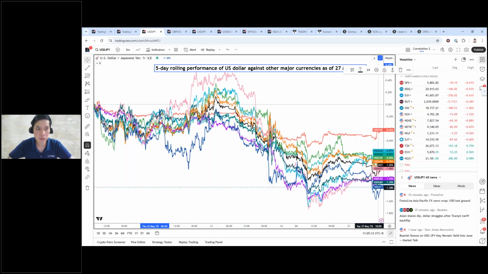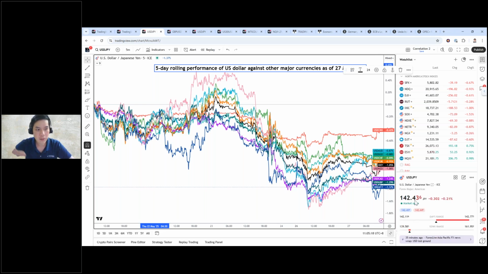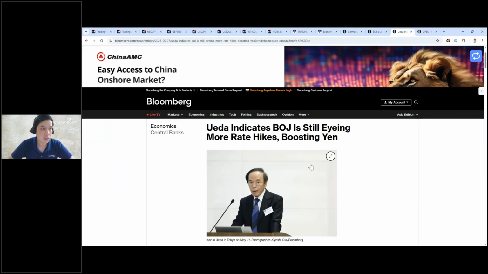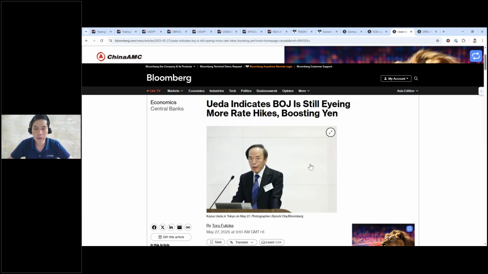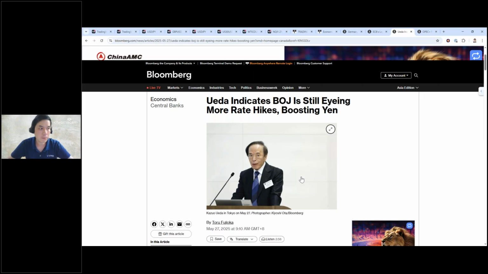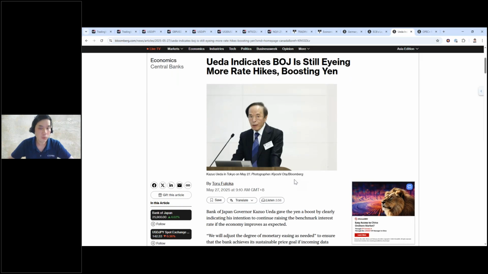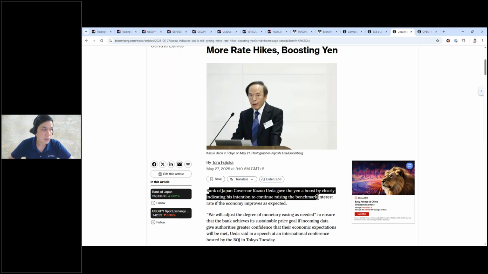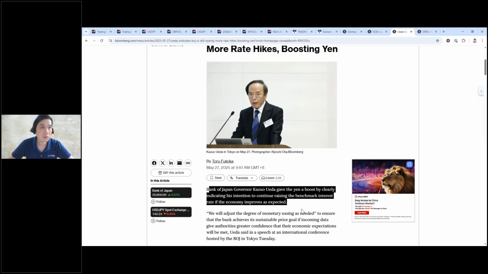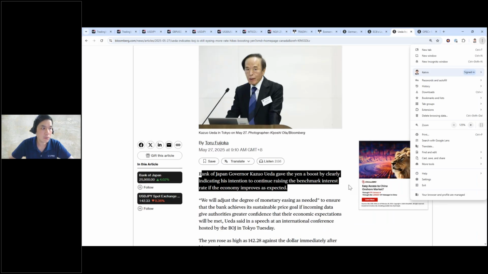The reason why it broke below the 142.40 level, and right now it's actually trading around 142.35 testing this level, is because of Bank of Japan Governor Ueda. Today in Tokyo there is an international conference taken part in by key central bankers, excluding of course Fed Chair Powell. It's hosted by the Bank of Japan, and in today's speech, the Bank of Japan governor gave the yen a boost by clearly indicating his intention to continue raising the benchmark interest rate in Japan if the economy continues to improve as expected.